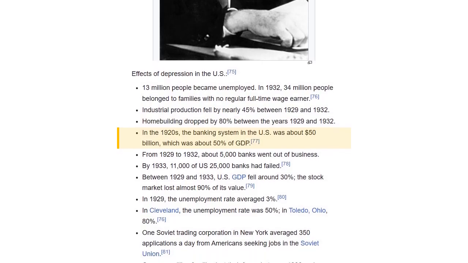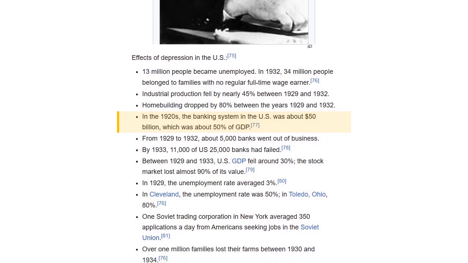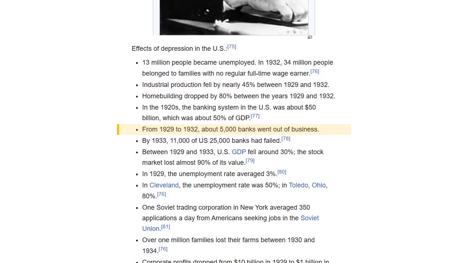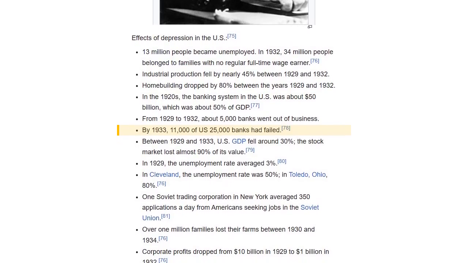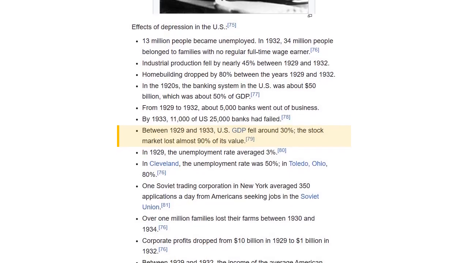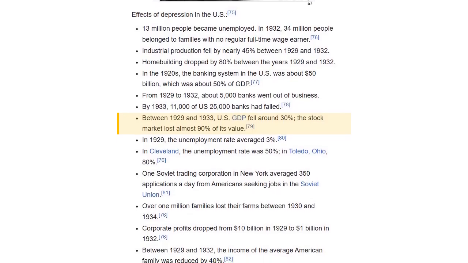In the 1920s, the banking system in the US was about $50 billion, which was about 50% of GDP. From 1929 to 1932, about 5,000 banks went out of business. By 1933, 11,000 of US 25,000 banks had failed. Between 1929 and 1933, US GDP fell around 30%. The stock market lost almost 90% of its value.